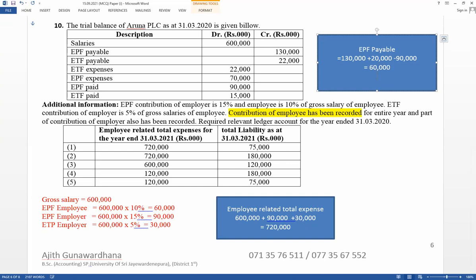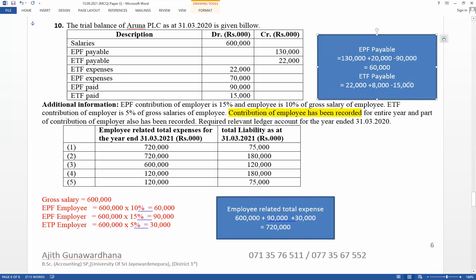Think like that for ETF payable also. ETF payable opening balance equals 22,000. Now see the ETF expense account balance it has given, 22,000. But contribution of employer for ETF equals 30,000. Therefore, difference 8,000. ETF expense account debit, ETF payable account credit. As well as ETF paid in cash 15,000 to the central bank. That value should be deducted. Then take the answer, ETF payable.